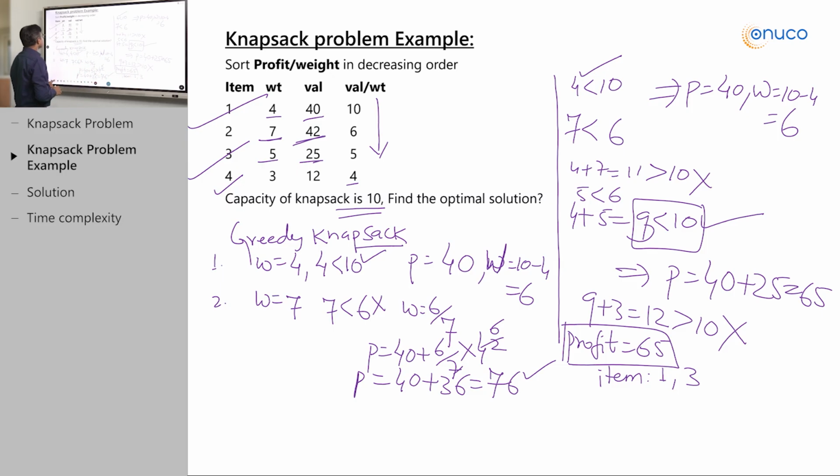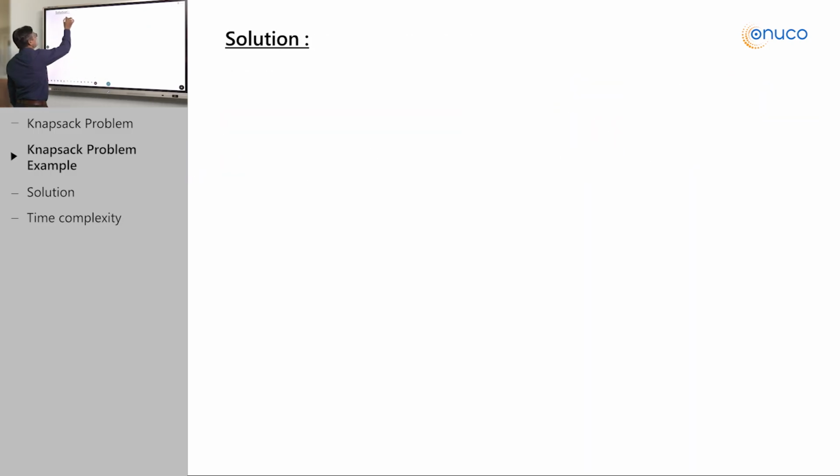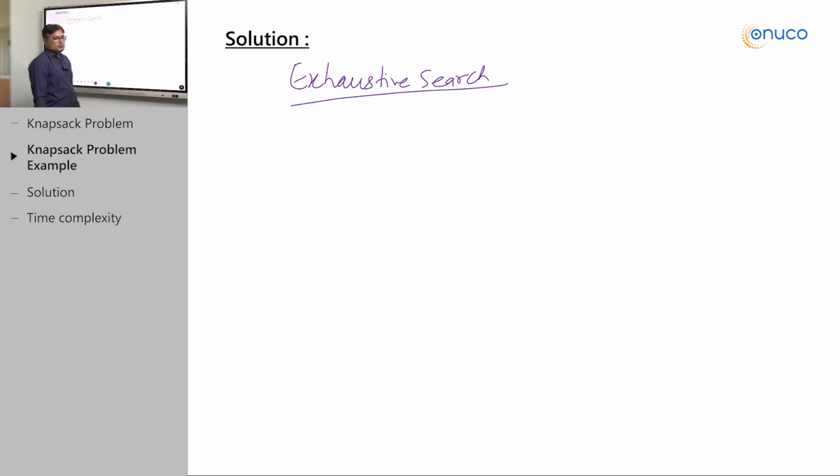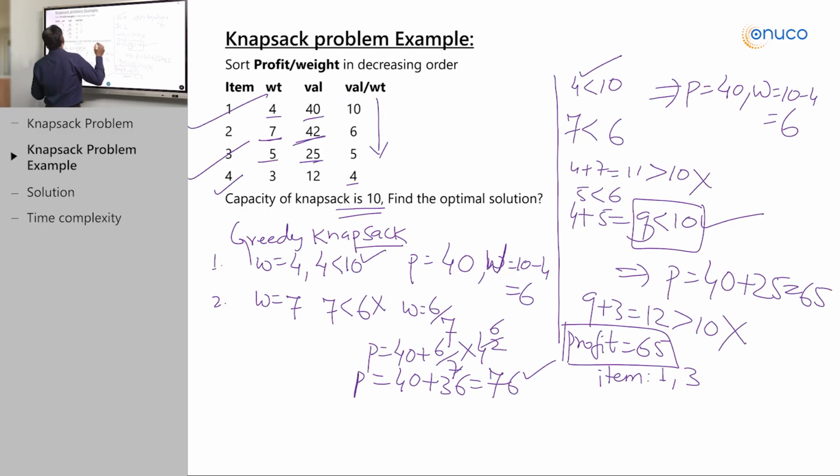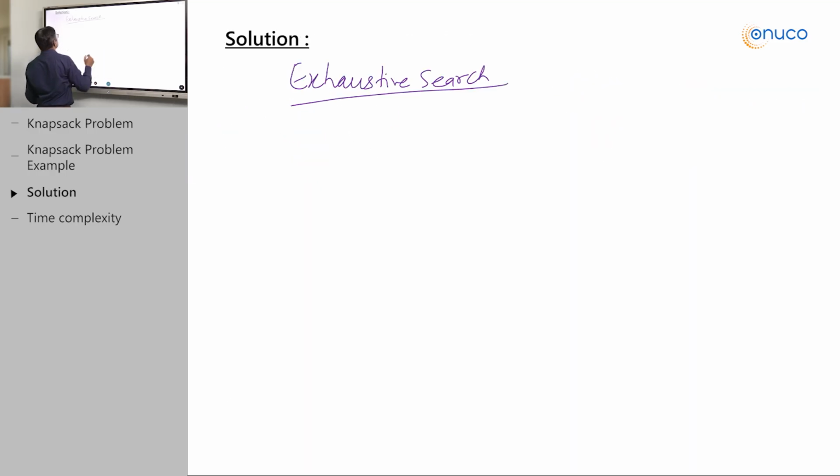Now let us see the third scenario, when you are applying exhaustive search. Exhaustive search says that we have to work on the subsets, and we are going to iterate over them one by one, item by item. Okay. So let us see what items we have.